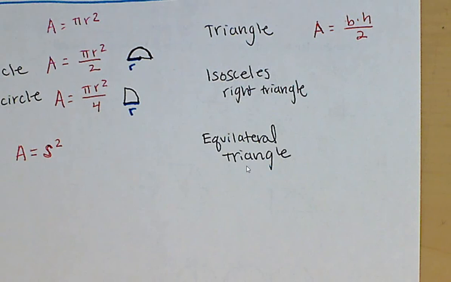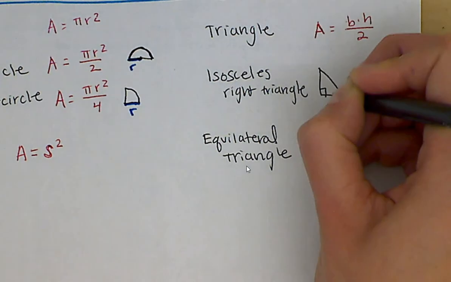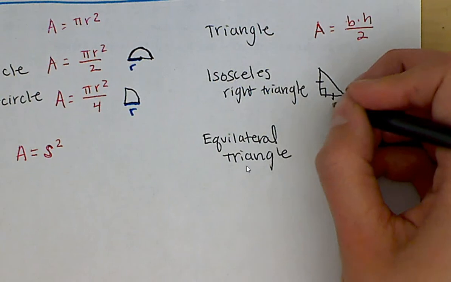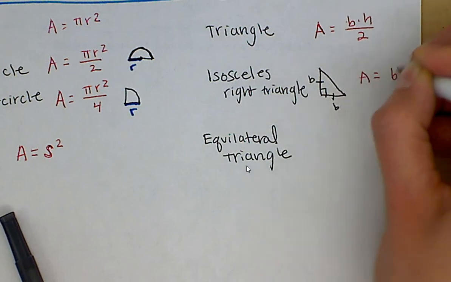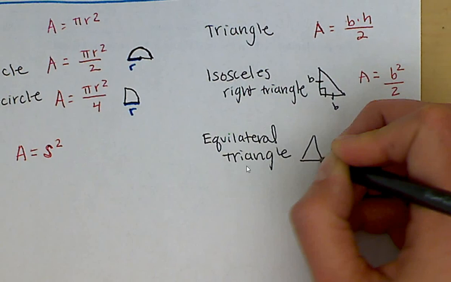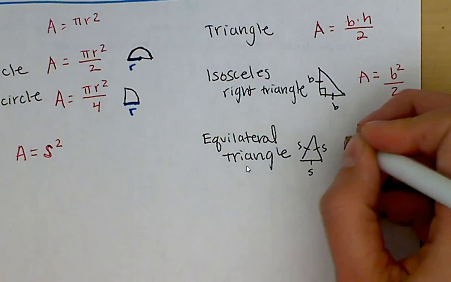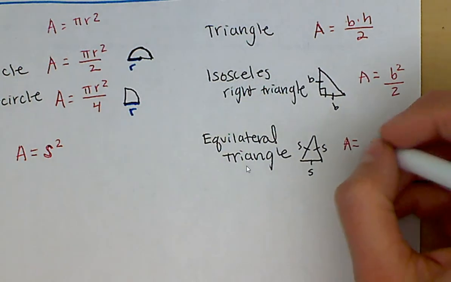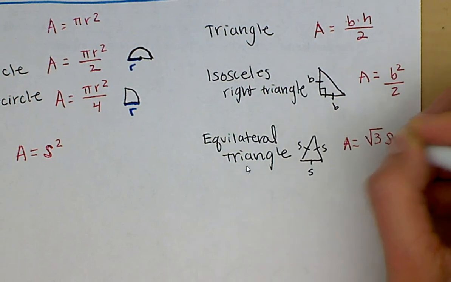An isosceles right triangle, remember, here's a right triangle. Isosceles just means that you have two equal sides here. So we can basically call these both the base because they're the same thing. And then the area equals the base squared divided by 2. And then an equilateral triangle means 3 equal sides. And the formula for this, I'm not going to prove it. You can do that for fun if you want. The area is the square root of 3 times s squared divided by 4.